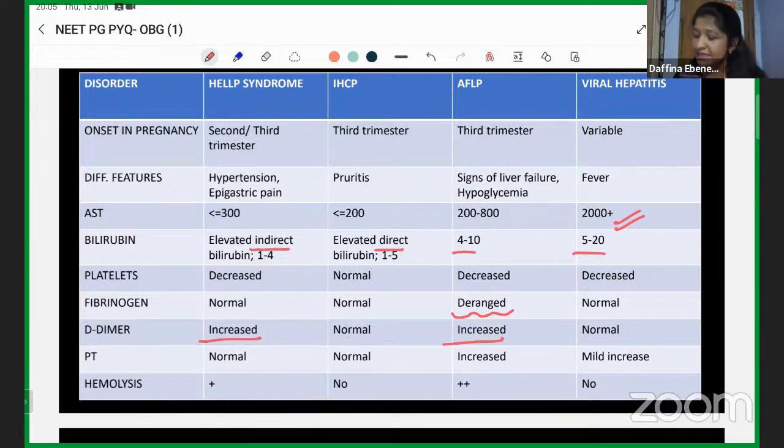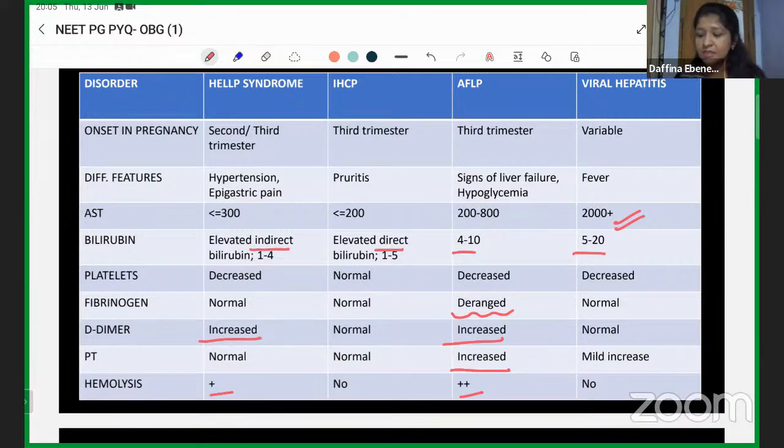Next, PT levels can be increased in acute fatty liver of pregnancy. Coming to hemolysis, where will you see hemolysis? Again, when there is some abnormal hematological pathology happening like DIC. So that's seen in HELLP syndrome and acute fatty liver of pregnancy. This is a very important table. It contains all the differentiating features for the liver disorders that complicate pregnancy.